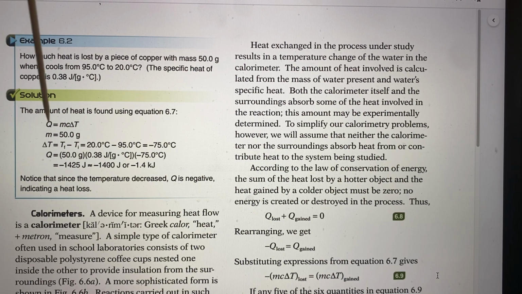We say the amount of heat, Q, equals mass. So we plug in that mass, which is 50 grams, right there. Now we plug in the temperature. Well, what temperature is it? It's a temperature change. From 95 to 20 is a decrease in temperature of 75 degrees. So we went 75 degrees lower, and that's our temperature change. So we can plug that in. And then we plug in the specific heat, which is probably in the table there or up here, they gave it to us.